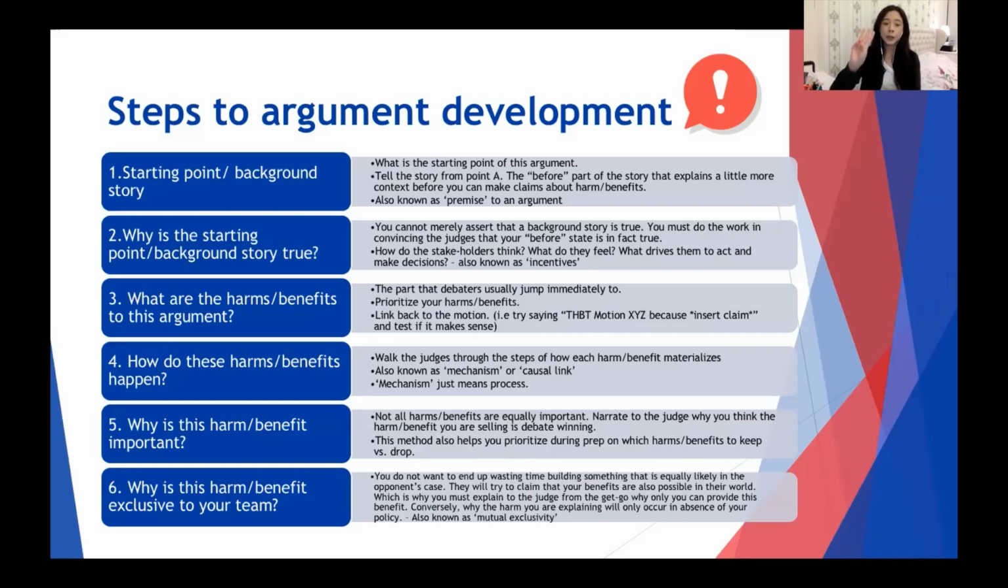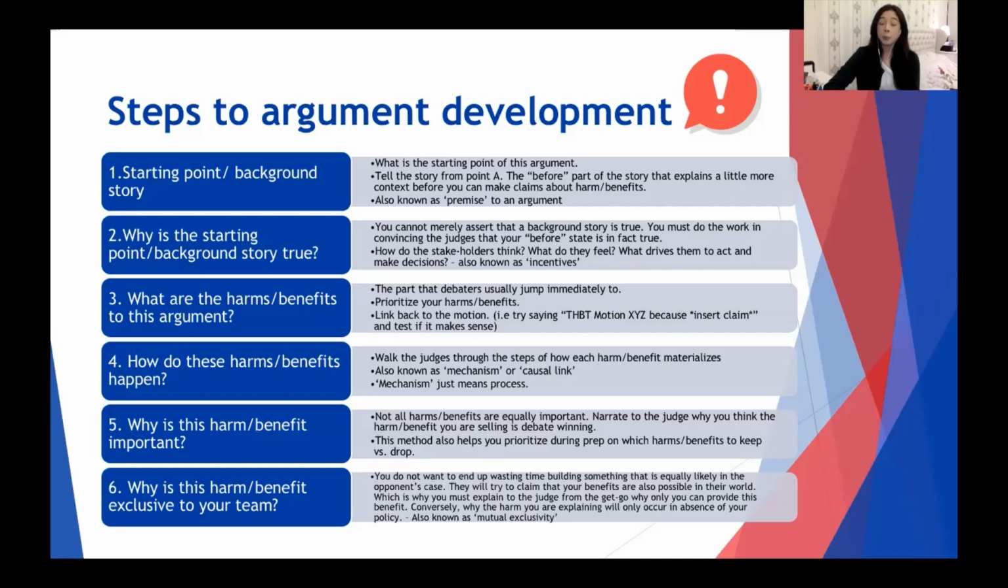All right. The third thing is, what are the harms and benefits of this argument? This is quite self-explanatory, in the sense that this is the part that debaters usually jump to immediately, right? The claims that you want to make, the benefits that your policy tends to provide in the debate. You also need to remember to prioritize your harms and benefits, because not all of them are important. Some benefits are probably true, but are really petty and not debate winning, nor worth spending your time on when you need to be building on something a lot more foundational and core to the case of your team.